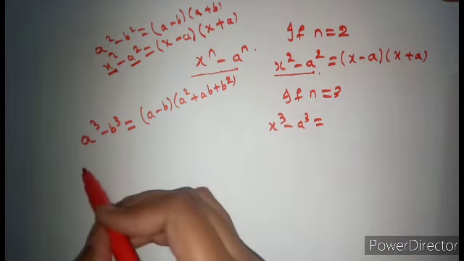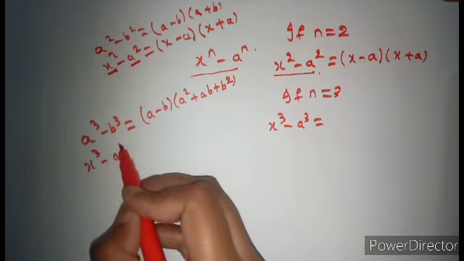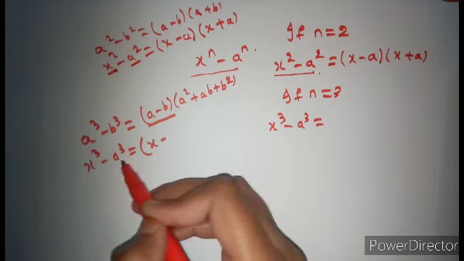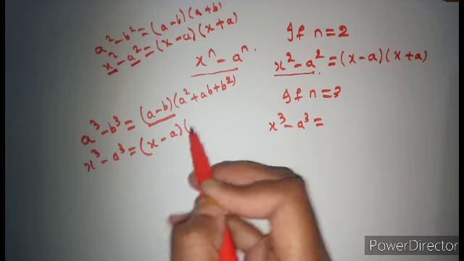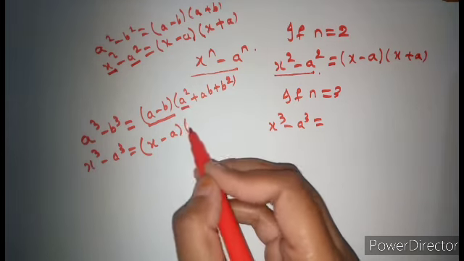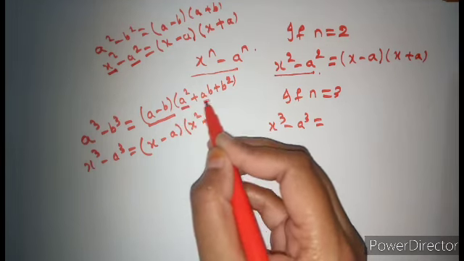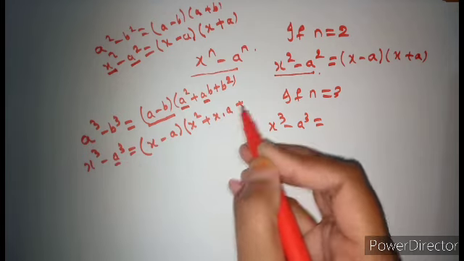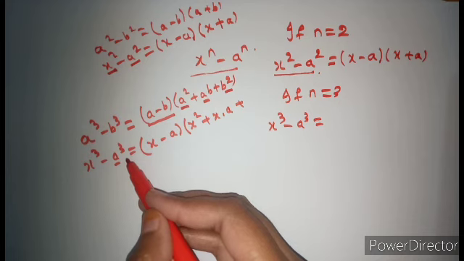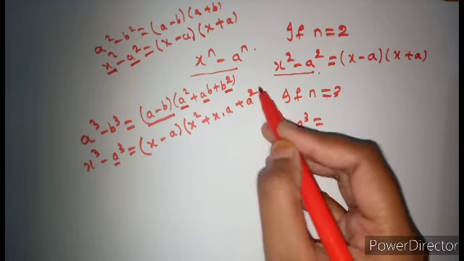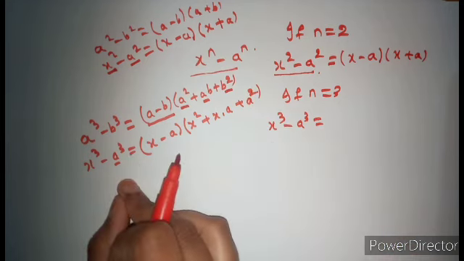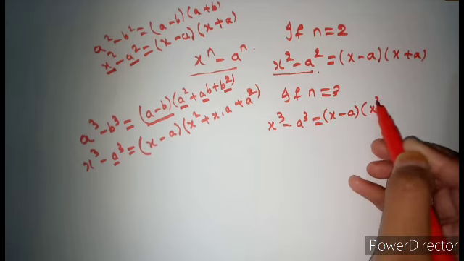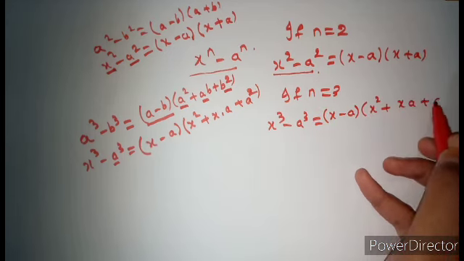Here we have x cube minus a cube. So here in place of a we have x, and in place of b we have a. So in place of a we have x, so x square. In place of a we have x, and in place of b we have a, and in place of b again we have a. So b square means a square. So the formula for x cube minus a cube is (x minus a)(x square plus xa plus a square), right?